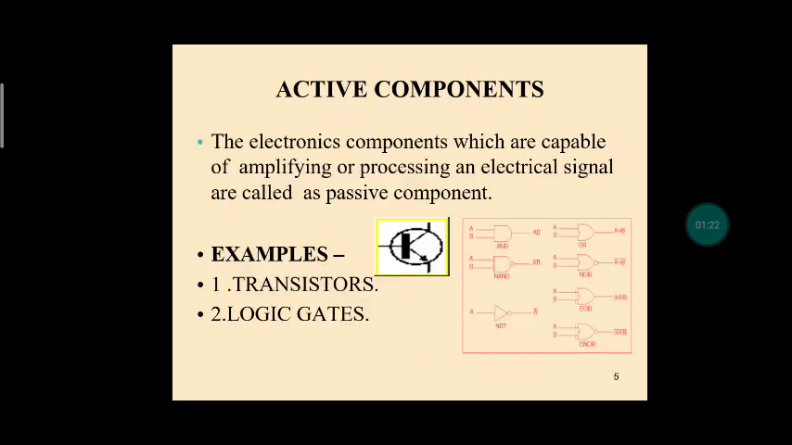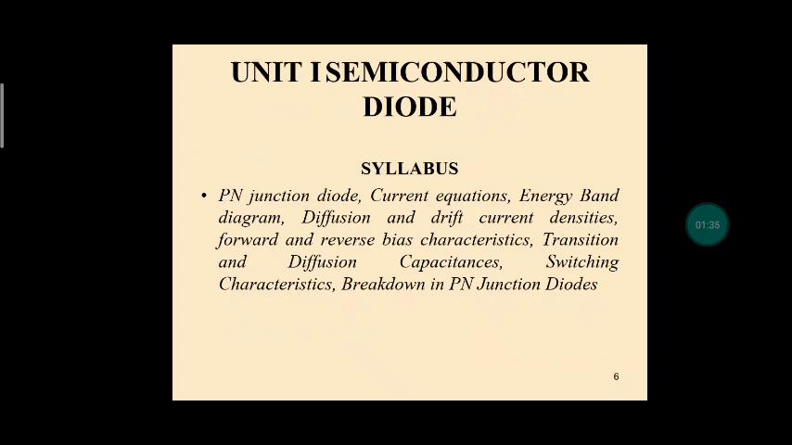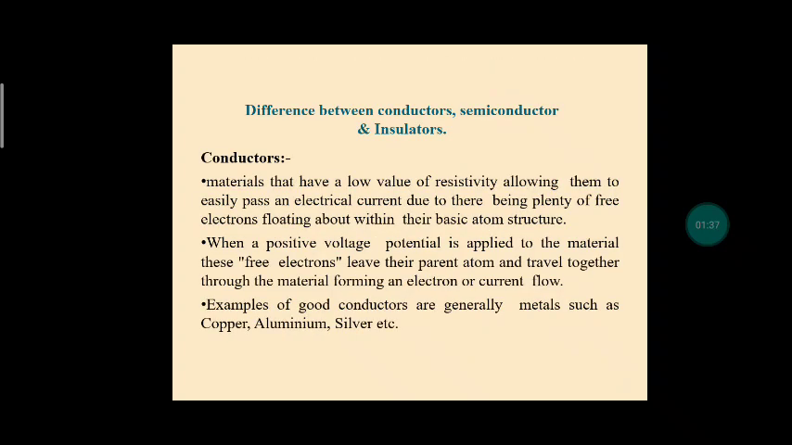Next one is active components. Active components are those which are capable of amplifying the signal. Major examples of active components are transistors and logic gates. Next, the difference between conductor, semiconductor and insulator.